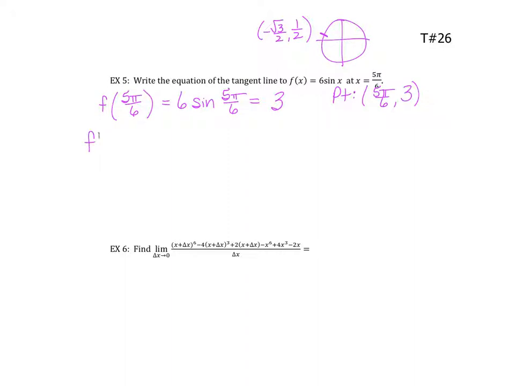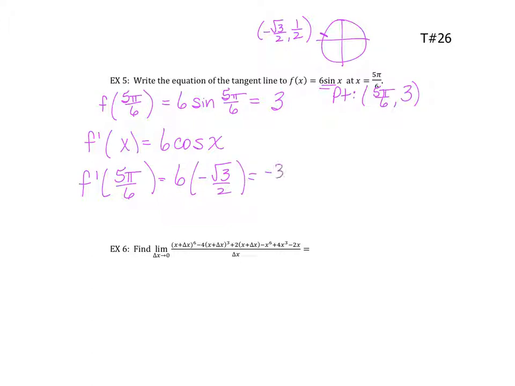Now the slope, I'm going to find the derivative. So 6 cosine of x. And so f prime at 5 pi over 6 is going to be 6 times the cosine of 5 pi over 6, which is negative square root 3 over 2. So I have negative 3 square root of 3. So my final answer, it does say tangent line: y minus 3 is equal to negative 3 square root of 3, x minus 5 pi over 6.